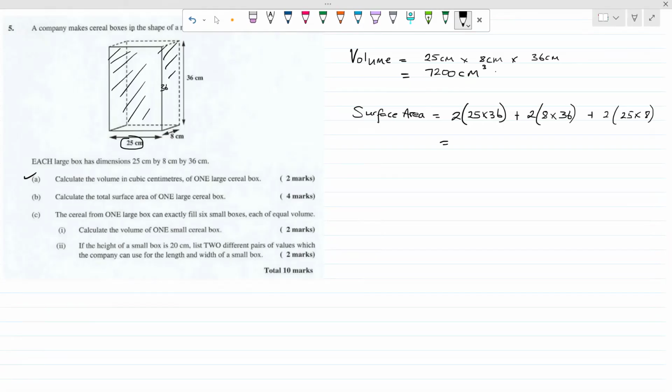So let's check that on my calculator. Let me know what you got. I got 2,728. I have 2,776. 25 by 36 plus 8 by 36 twice, plus 25 by 8 twice. 2,776.